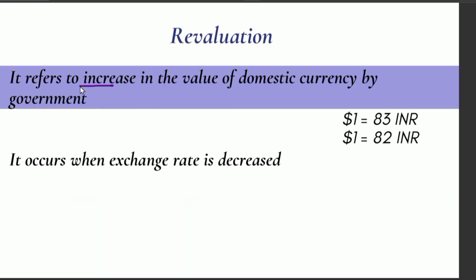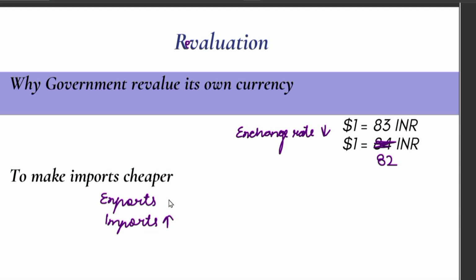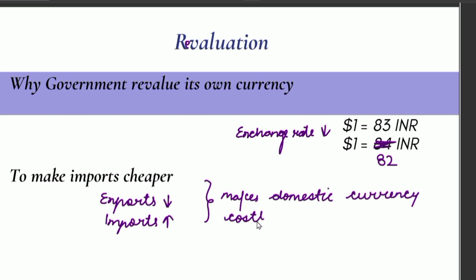It is an increase in the value of domestic currency by the government. So the exchange rate actually decreased here. What will happen? Imports will rise, exports will decrease. This action of the government makes domestic currency costlier, so imports become cheaper here.